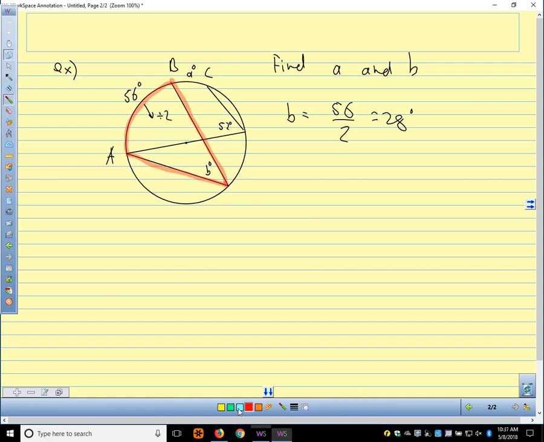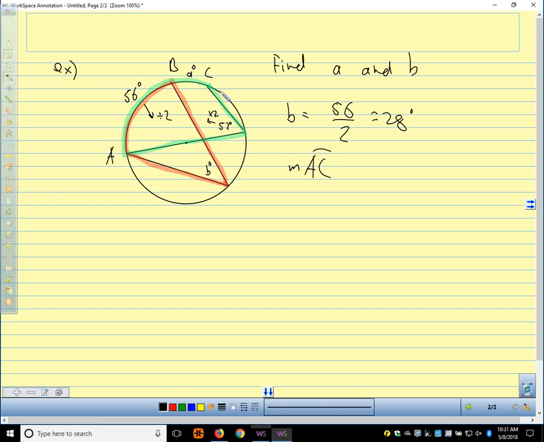Let me change my highlighter. Here's a 52-degree angle, and here's the arc that it intercepts. So we know to go from the angle to the arc, we multiply by 2. So the measure of the whole arc, AC, this whole green arc that I marked there, is 2 times 52, which is 104.